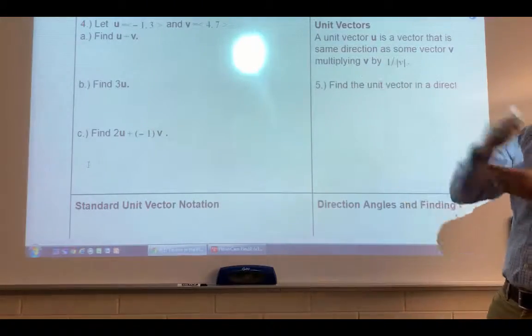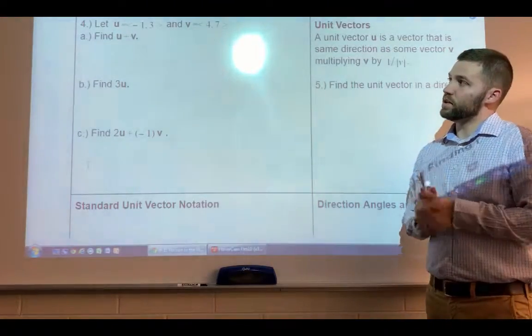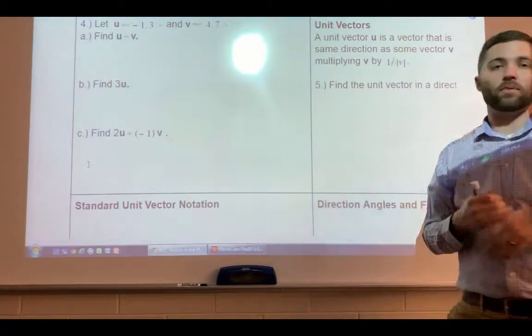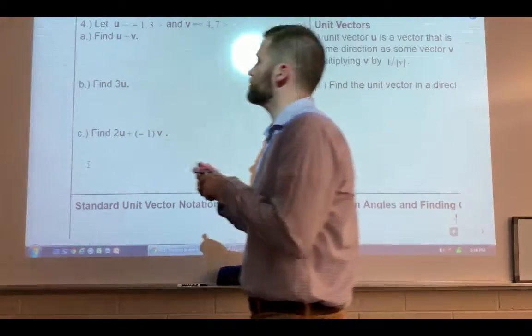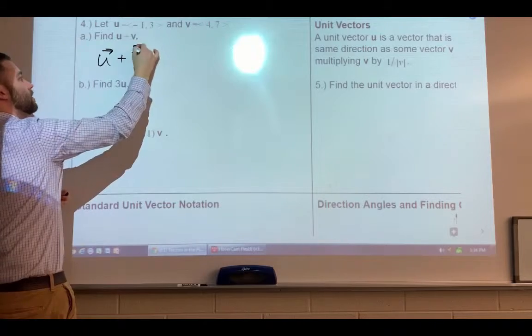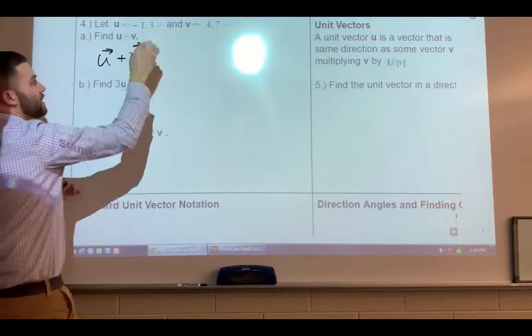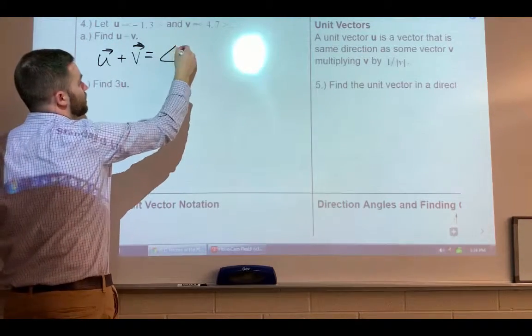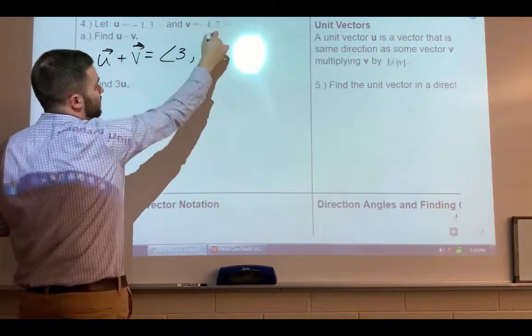So we've got the first one here, we've got u plus v, u and v are given there. So all we're going to do is add the components. So u plus v, vector u plus vector v, is going to be given by negative 1 plus 4, that's 3, comma 3 plus 7, that's 10.